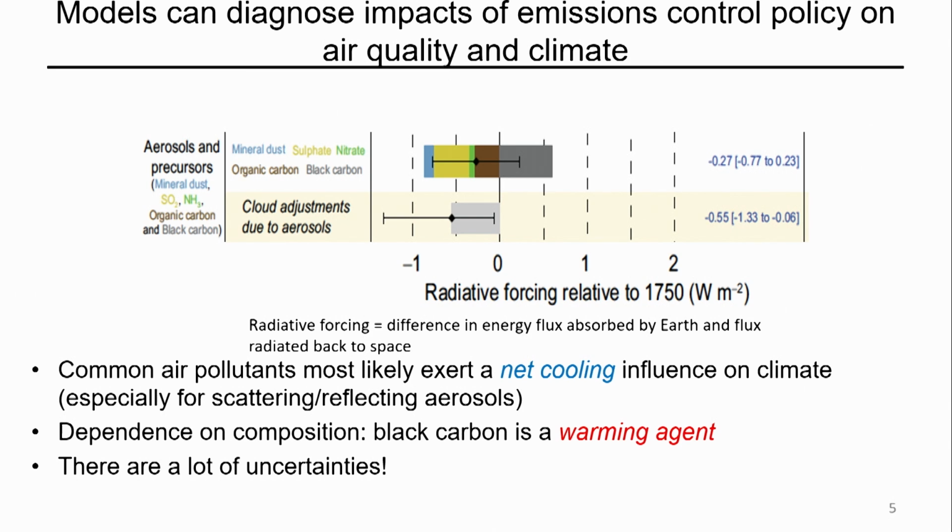So these climate models can diagnose the impacts of emissions policies on things like air quality and climate. Like I said earlier, they're most traditionally designed to be used for climate, but we can also use them for air quality. Common air pollutants mostly exert a net cooling on the climate. This is especially true for scattering or reflecting aerosols, things like sulfate, nitrate, certain organics. These will basically block or scatter incoming solar radiation and exert a cooling impact on the surface. But it's hard to give a one-size-fits-all answer for that because it's composition dependent.